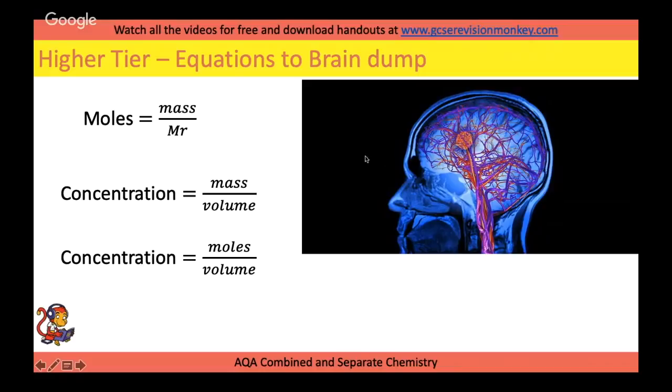Here are the three equations for the higher tier paper that I recommend you write down and learn off by heart. And then when you get into the exam, you can brain dump them, which means write them down straight away on the first bit of white paper that you see, so you don't forget them.